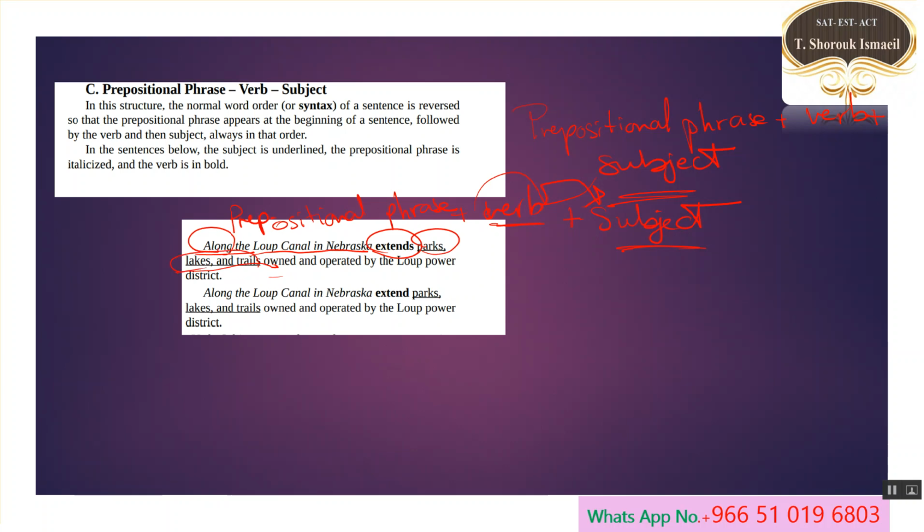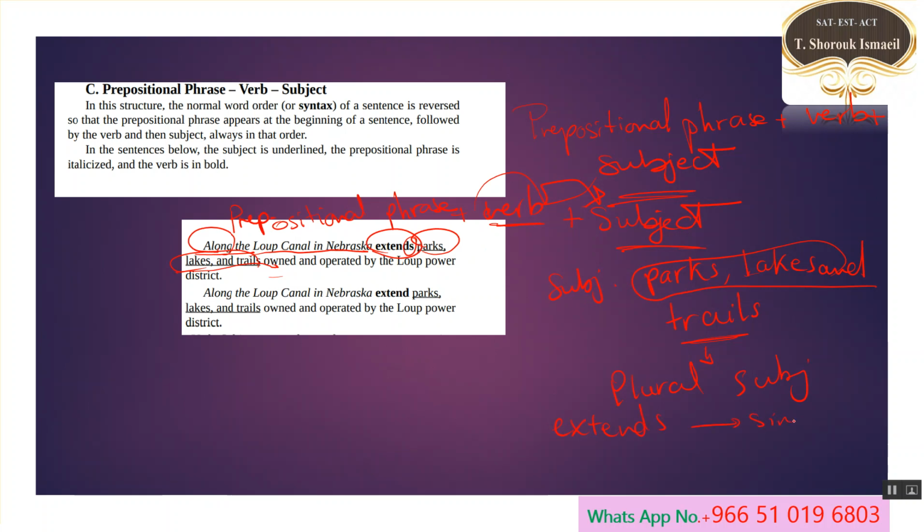This is actually the subject. So my subject here is parks, lakes, and trails. Is it singular or is it plural? Actually, it is a plural subject. So its verb comes before it. Like here, "extends." What about it as a verb? Here it's singular. "Extends." So can it work? No, it cannot work because "extends" here is singular.